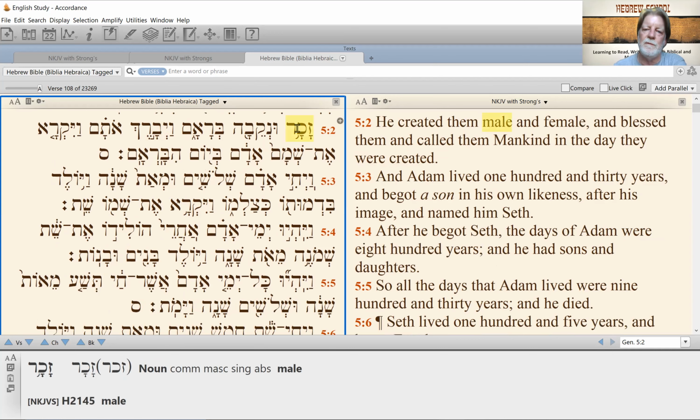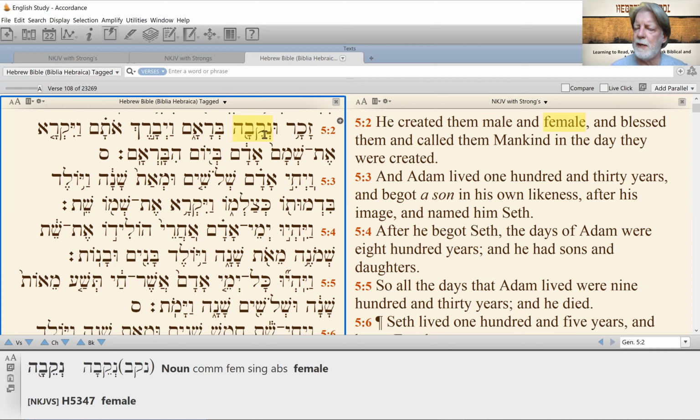Okay, verse 2. Zakar is the Hebrew word for a male. It's like male gender. The root meaning, the basic meaning of zakar is to remember or be memorable. So the male of the two genders is memorable. U'nekevah. Nekevah is the Hebrew word for female, but again, the root word, I believe, means to be pierced.